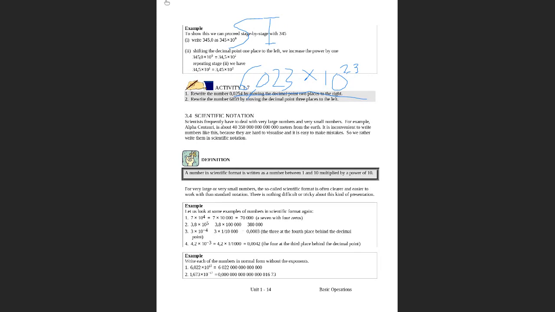So here you realize that if you read the definition or the reading for a scientific notation, it says that scientists frequently have to deal with large numbers and very small numbers. For example, Alpha Centauri is about 40 trillion kilometres, a very huge number, from the Earth. It is inconvenient to write numbers like this because they are hard to visualize.